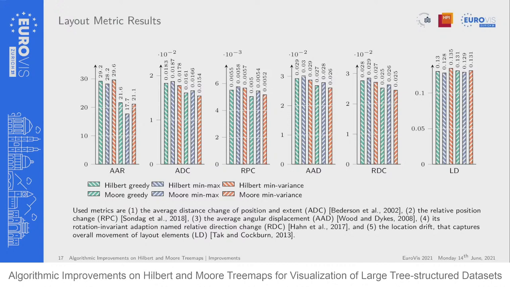Our results show that for these data sets, the metrics perform similarly well. We have some kind of a drop for the average aspect ratio when we use the underlying Moore curve. But overall, the layout metrics are similar in their qualities, disregarding the quality measurement. So if we use the greedy approach or the proposed min-max or the proposed min-variance approach.